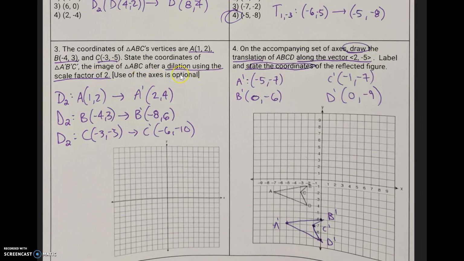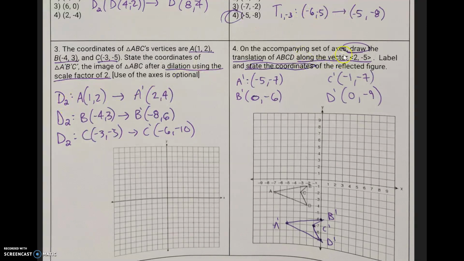Another example of use of the axes being optional here. For question number 3, we did the dilation by multiplying everything by 2, the scale factor of 2. We call this value here the scale factor. We also called it the multiplier in class.